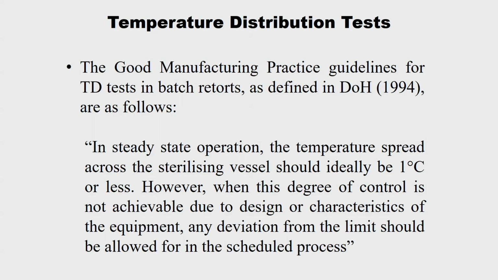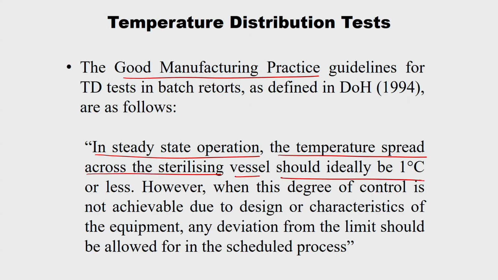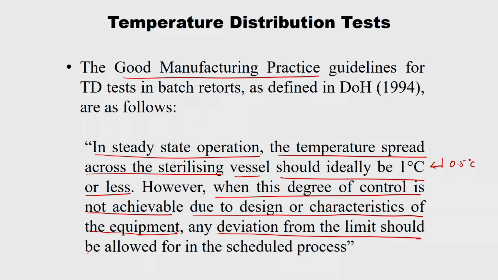So, this is the definition given by the GMP, good manufacturing practices. In a steady state operation, the temperature spread across the sterilizing vessel should ideally be 1 degree centigrade or less. In some of the lectures I would have told you 0.5 degree. When this degree of control is not achievable due to design or characteristics of the equipment, any deviation from the limit should be allowed in the scheduled process, which is safe, right. So, most of the time 1 degree is allowable for the TD test, right. So, throughout the container the temperature should be evenly distributed.